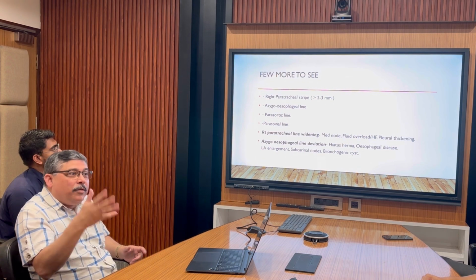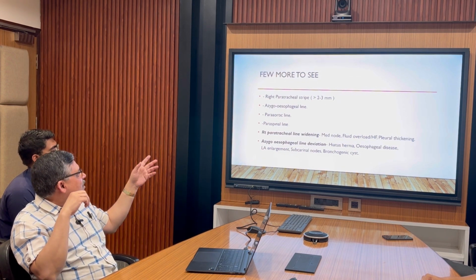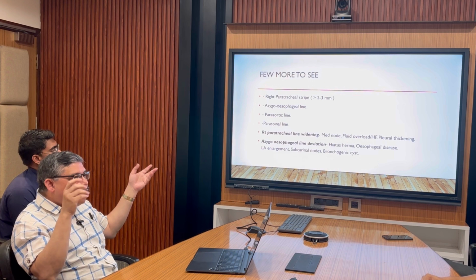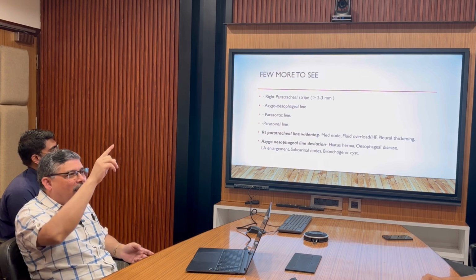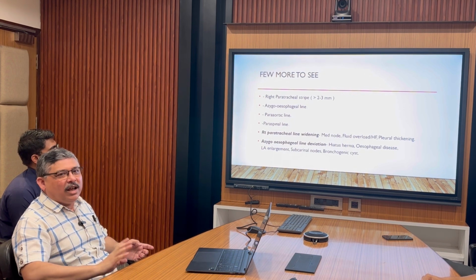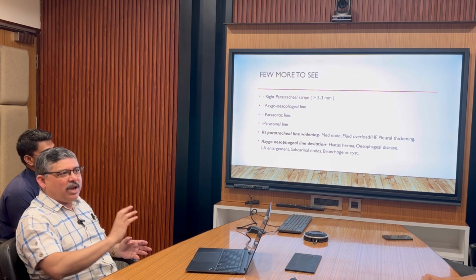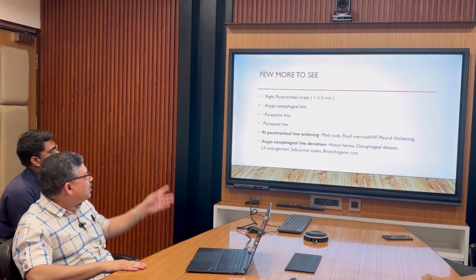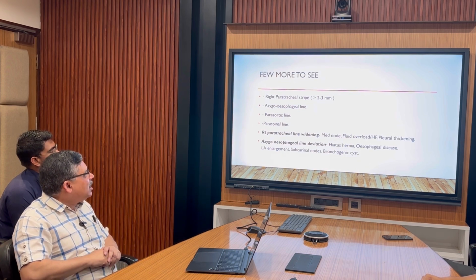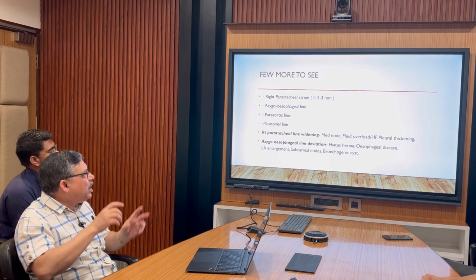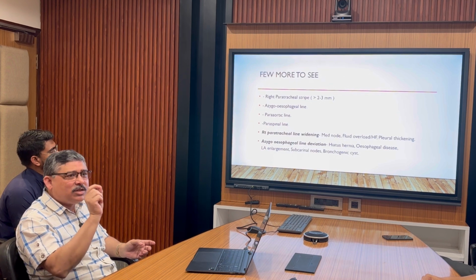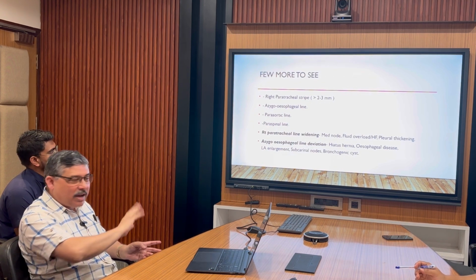So there are a few more things to see. What are the few more things? These are lines that are seen in the X-ray, which give you a fair idea of what is behind the heart, behind the mediastinum. So these are the right paratracheal stripe, which should be around 2 to 3 millimeters. It's a very small line-like thing. I'll show you. There are X-rays.